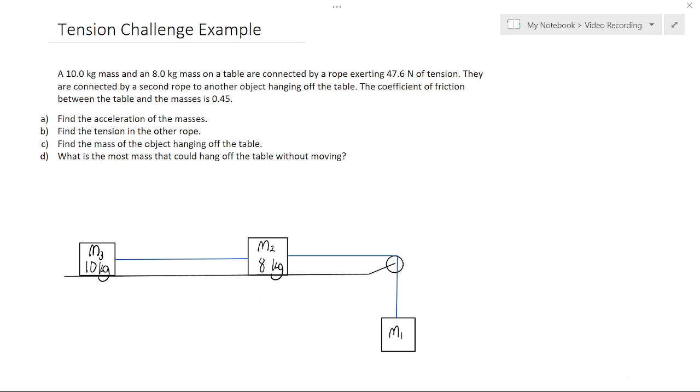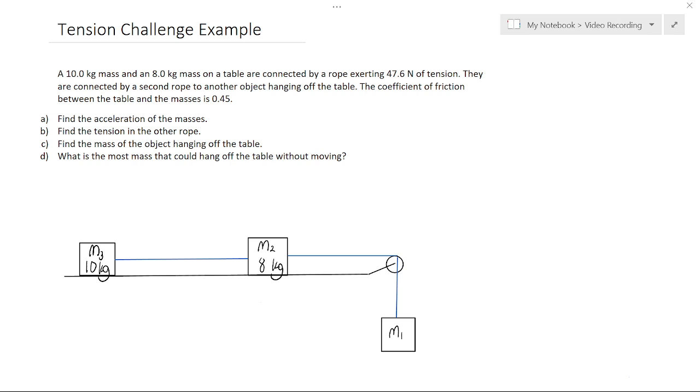In this question, we have a 10 kilogram mass and an 8 kilogram mass on a table connected by a rope exerting 47.6 newtons of tension. They're connected by a second rope to another object hanging off the table. The coefficient of friction between the table and the masses is 0.45.